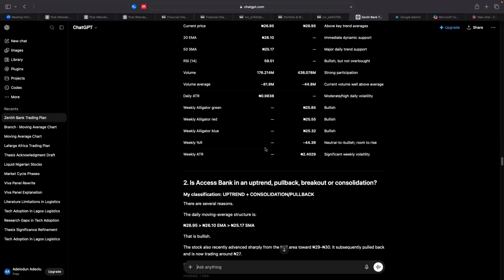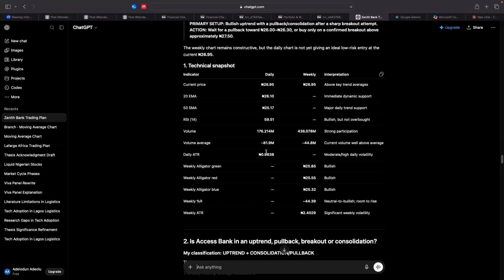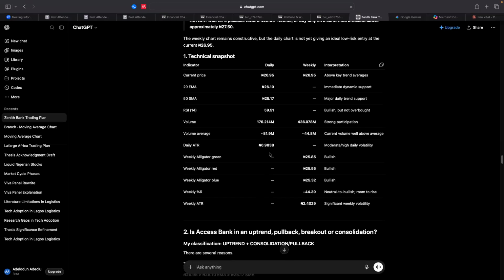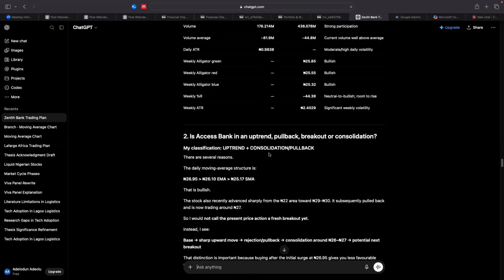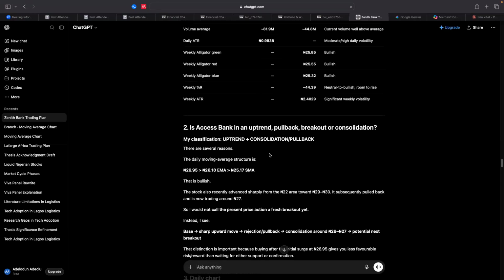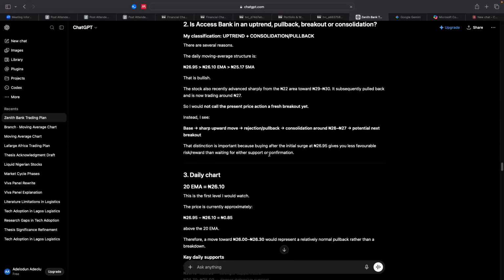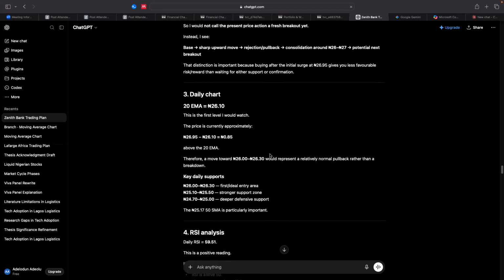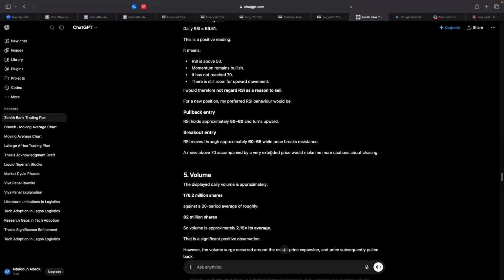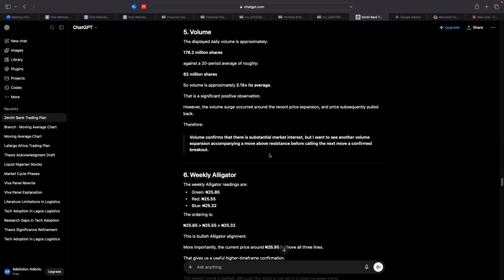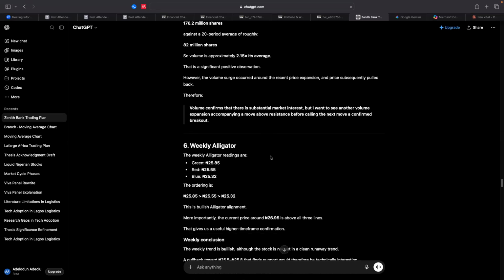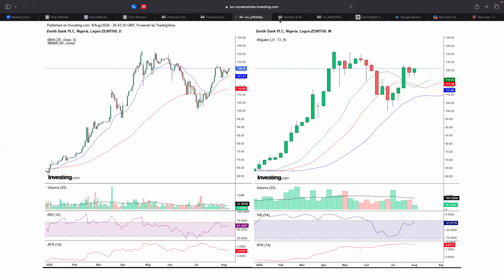Now, for the weekly chart, it says Williams Alligator. The green line, lips, the red line, teeth, and the blue line, jaws, are at 25.37 naira, 25.18 naira, and 23.97 naira respectively. Price, which is 29.20 naira, is traded well above all three lines with the alligator mouth open upward, indicating a macro bullish phase.